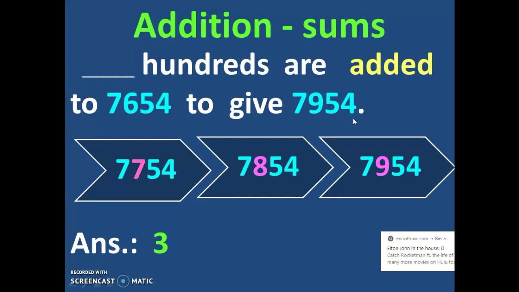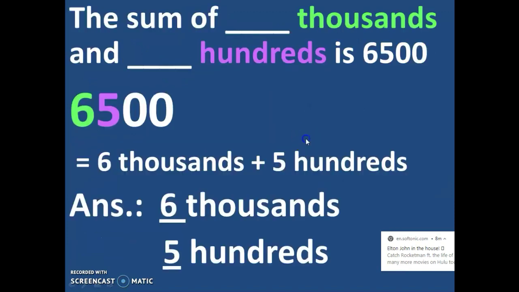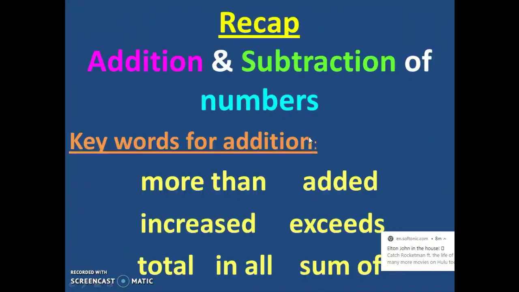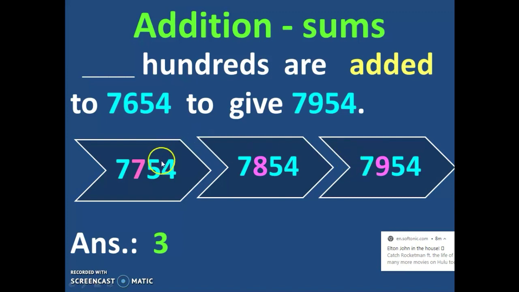With this, they have asked how many hundreds they have skipped. So we are going to count 100 by 100 and see how many hundreds we are getting. Starting from 7,654, the next, 654 to 754, 100; 754 to 854, 200; and from 854 to 954, 300. So 100, 200 and 300. So our answer will be 300s.